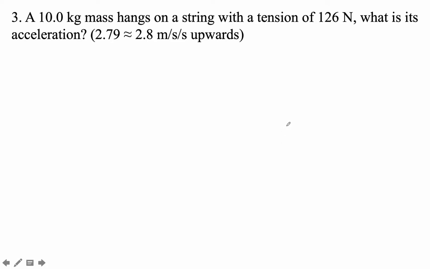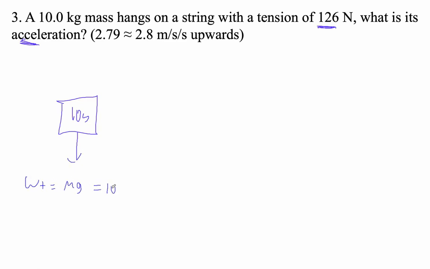A 10 kilogram mass hangs on a string with a tension of 126 newtons. What is its acceleration? Okay, so let's see, 10 kilograms. All right, so the force down on this thing, weight is mg, is 10 times 9.8. This is 98 newtons and it's down.